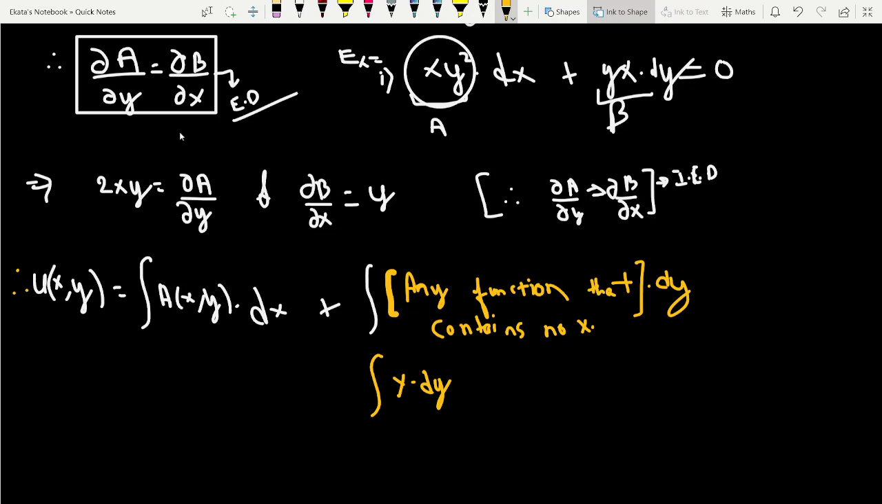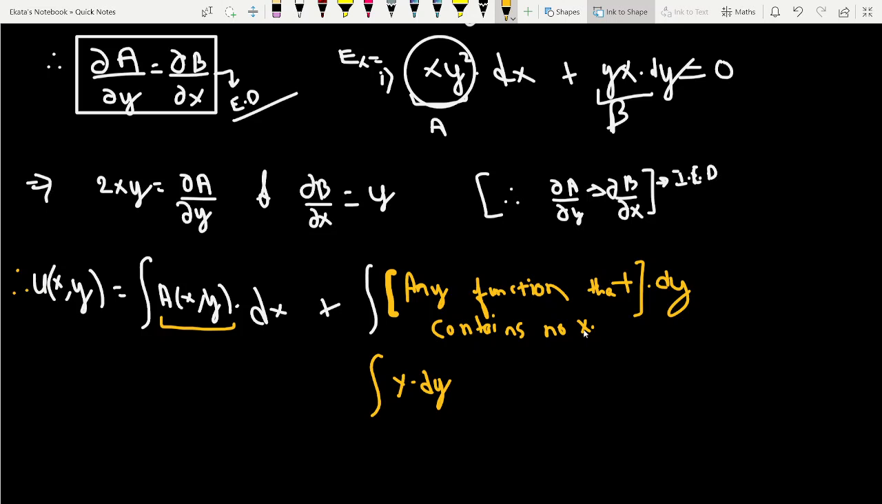How can we find it? The solution u(x,y) can be calculated by the integral of the first term, including both x and y, plus the integral of the second. But when you do the second function's integral, you have to remove the x. Just like here, I have not chosen x, I only chose y dy. That is the method for solving a differential equation which is exact. But what about differential equations that are inexact?